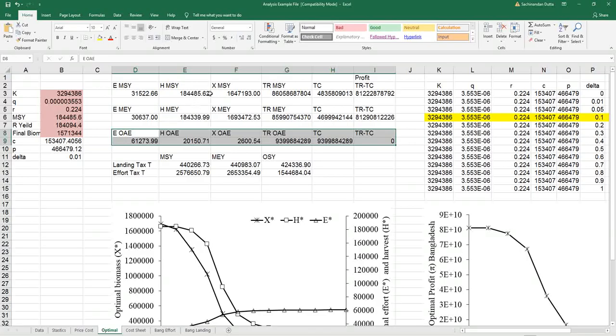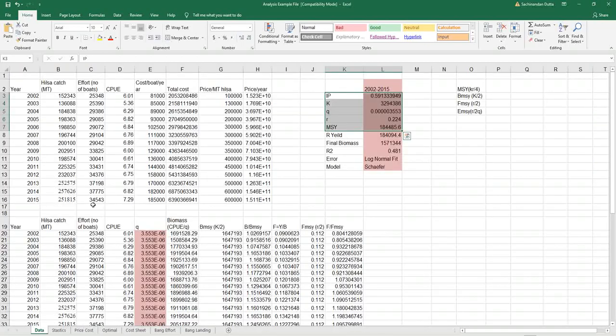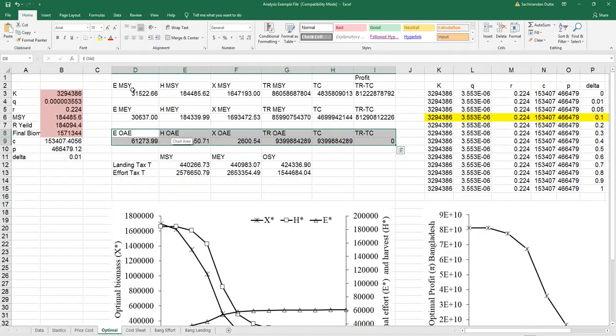Now if you check this, check the effort, EMSY. How many boats are operating in this zone? Now 34,543 boats are operating in that region. But the optimal, or the MSY effort, will be 31,000. So there are almost 4,000 boats more than the sustainable limit.